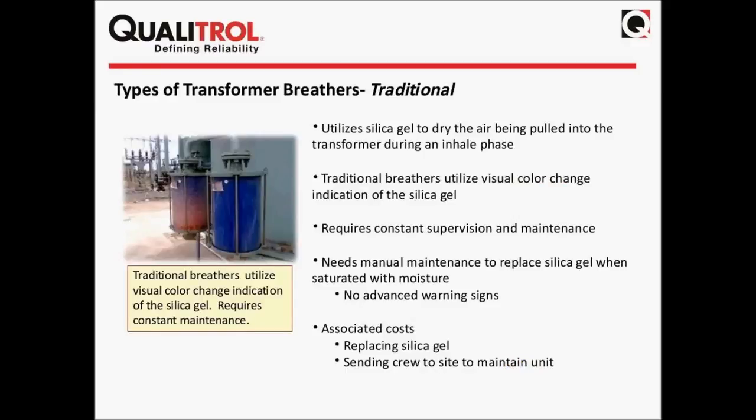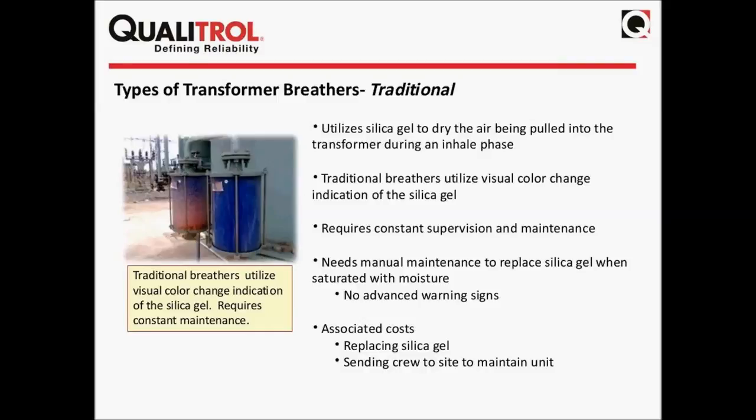So there's a few different types of transformer breathers. There's a traditional type, which most of you are probably familiar with. The traditional type utilizes a color change of the silica gel and requires constant maintenance. So if you look at the breather on the left of this picture, you'll see that it's an orange color. That's the color that it usually starts out at in the factory when these traditional breathers are built.